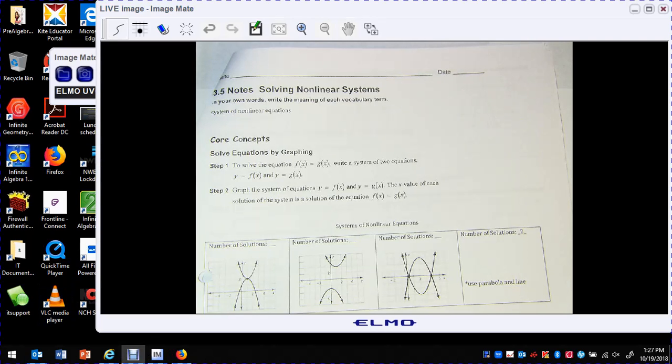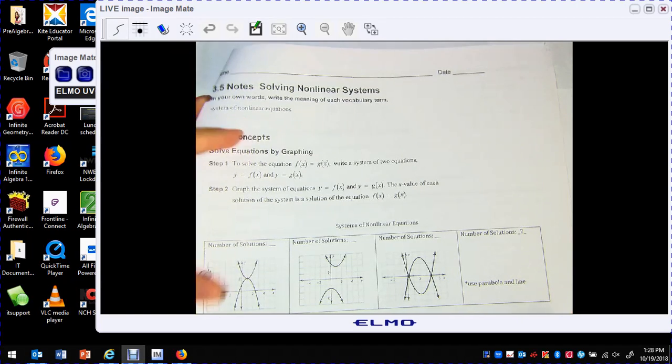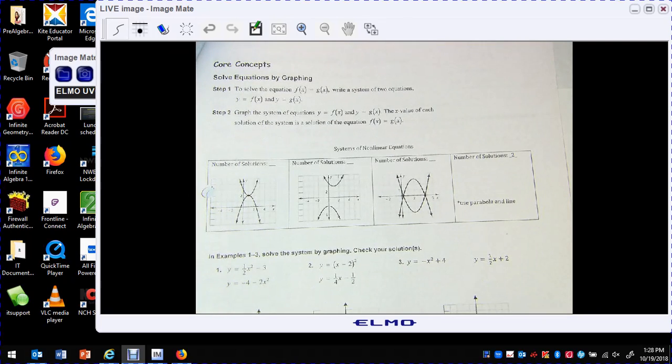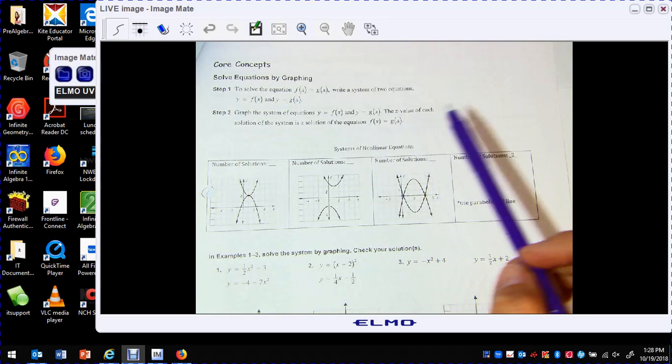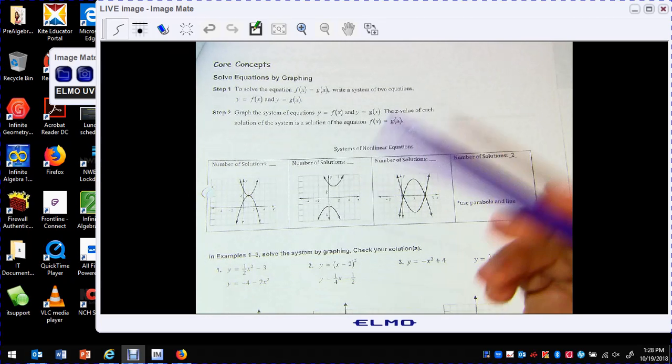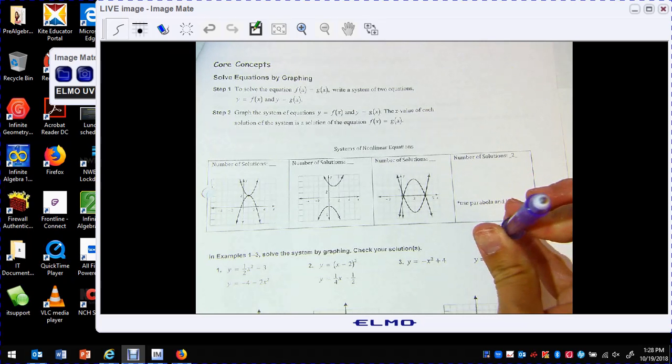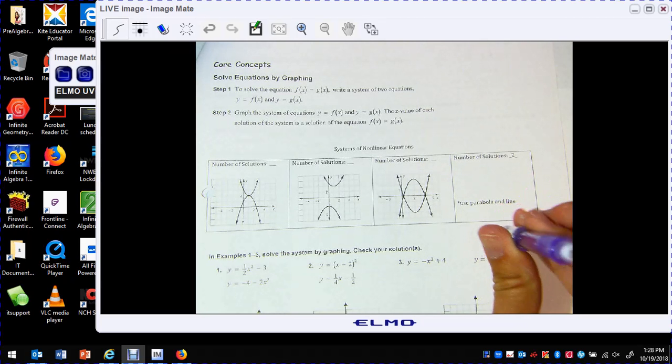All right, these are the notes for 3.5. Now we're going to solve a nonlinear system, which means at least one of the equations in this system is not a straight line, okay? So we are given two equations, and our solution is where they intersect, okay?